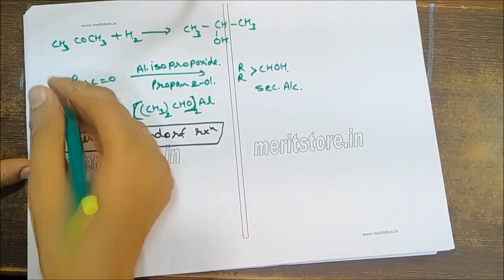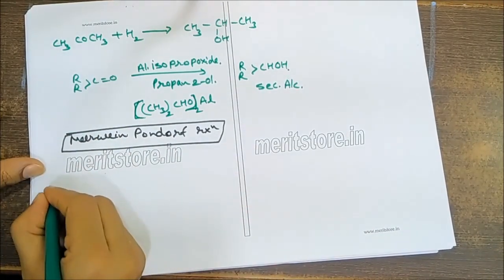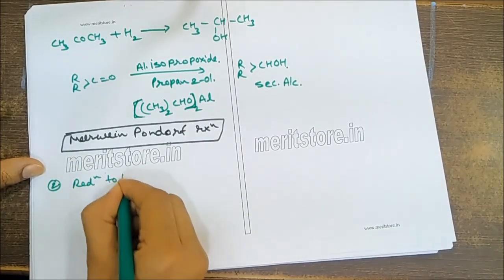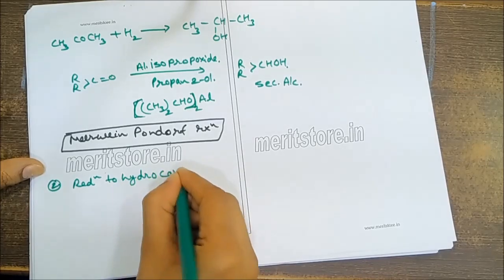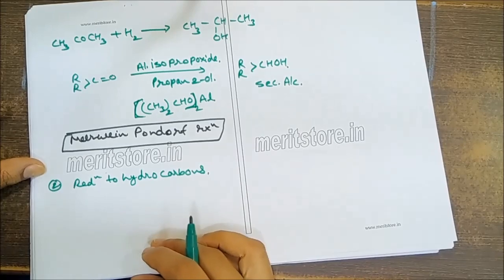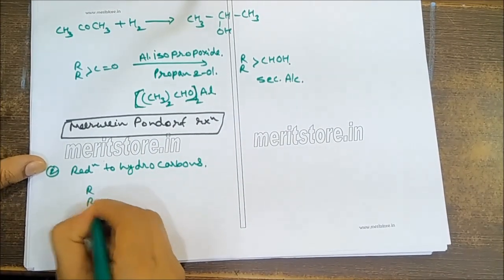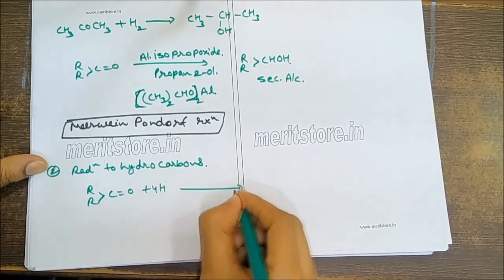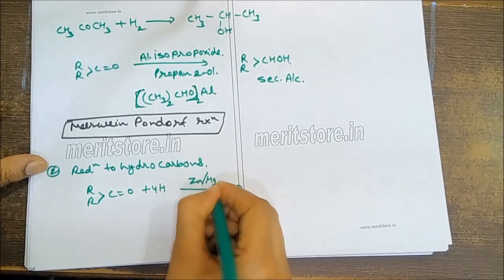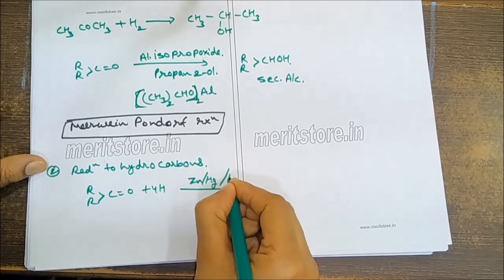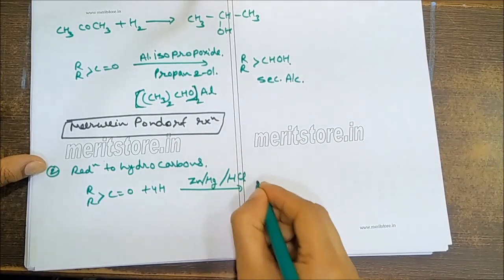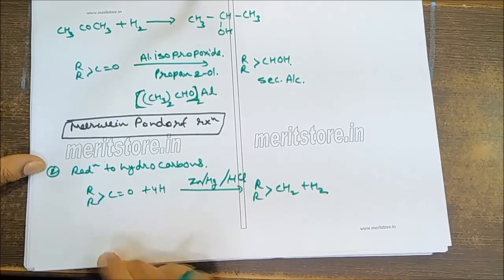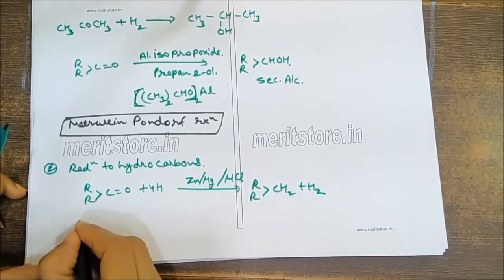Now, reduction to hydrocarbon. These were reductions to alcohols, and the second is reduction to hydrocarbons. When we take ketones in presence of zinc amalgam, this is zinc amalgam, in presence of HCl, it will make alkanes and water. This reaction is called Clemmensen reduction.